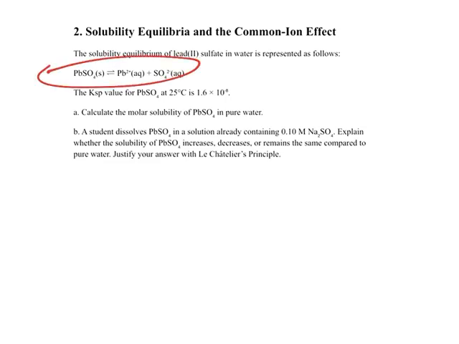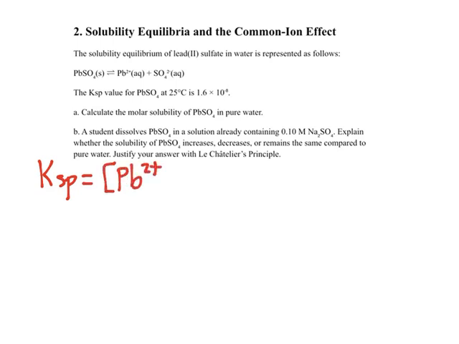Number 2 talks about solubility equilibria and the common ion effect. We're given an equation here with some lead 2 sulfate. We're given a KSP value, which is tiny. That's to be expected. This lead 2 sulfate is largely insoluble, so we would not expect this to progress to the right to any large extent. So A: calculate the molar solubility of the PbSO4 in pure water. Well, when in doubt, let's write a KSP for this equation. KSP equals the concentration of the lead 2 plus ions times the concentration of the SO4 2 minus ions.